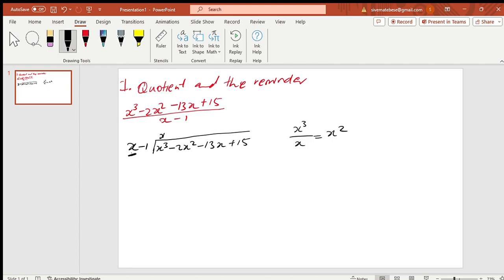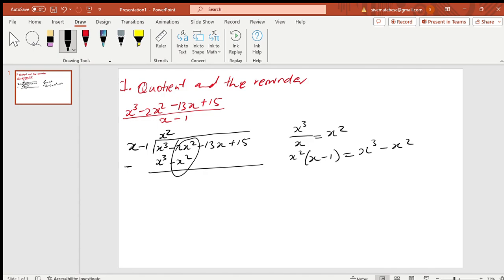So we take this x squared and put it on top, and the next step is that we multiply x squared by the same divisor. So x squared into x minus 1 will give us x raised to 3 minus x squared. We write x raised to 3 minus x squared here, and from here we subtract. So x raised to 3 minus x raised to 3 gives us 0.